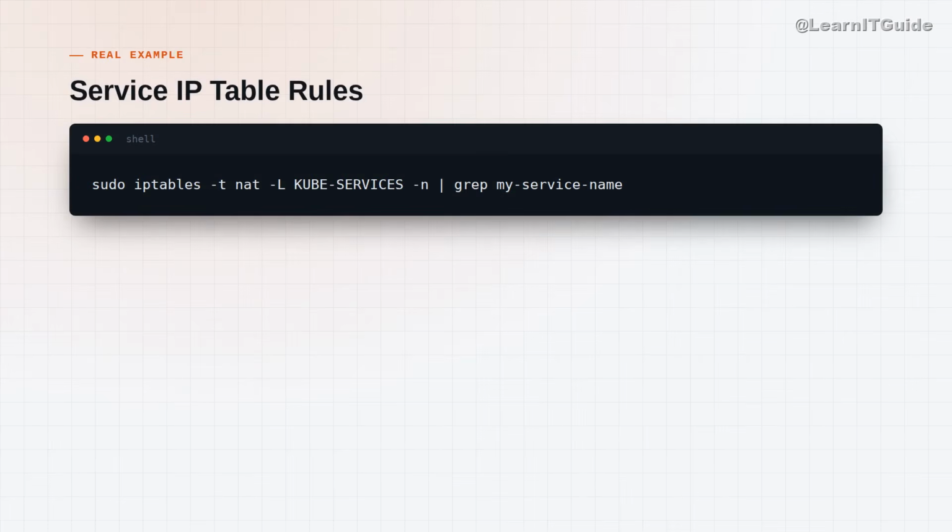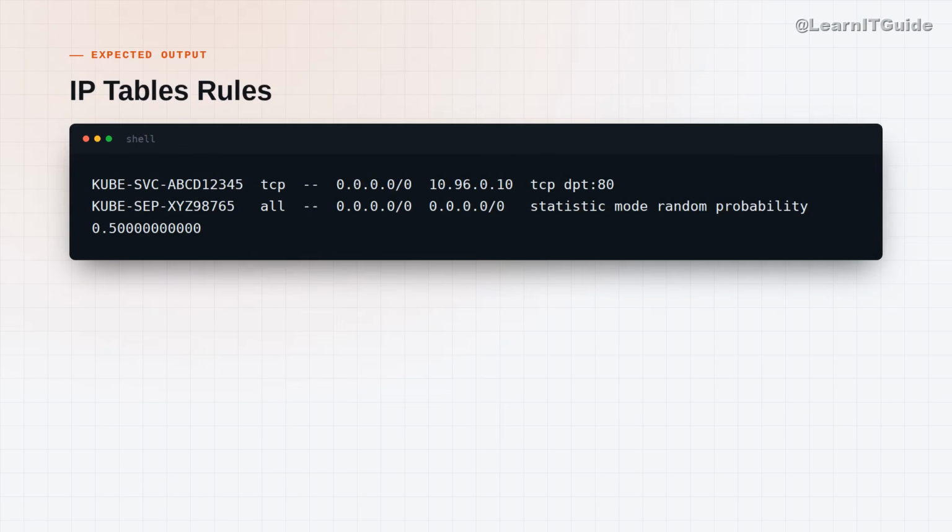In production, you do not just ping things, you inspect the routing rules. Here, we are querying the NAT table in IP tables. This command shows you the specific rules Kube-proxy created for your service. If traffic is not hitting your pods, it is usually because these rules are missing or incorrect. Look at that. You see the service entry and the random probability rule. That is the load balancing logic. It is distributing traffic across your backend pods. If you see this, the service abstraction is working correctly.